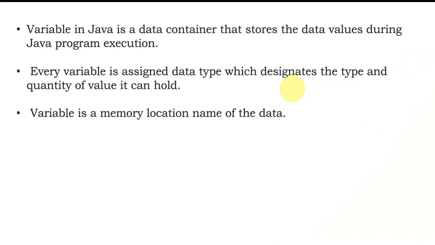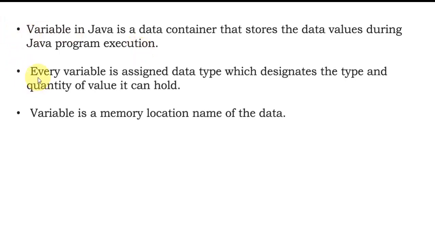Let's begin. A variable in Java is a data container that stores the data values during Java program execution. Basically, a Java variable is also known as a data container. Imagine a box. You want to store something. You will put everything in the box and make space for that particular thing, right? In the same way, this is a data container which can hold the data.